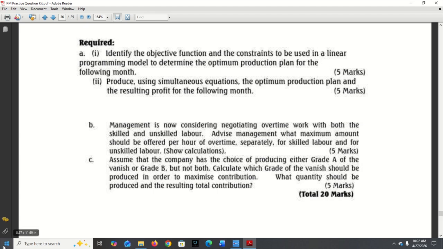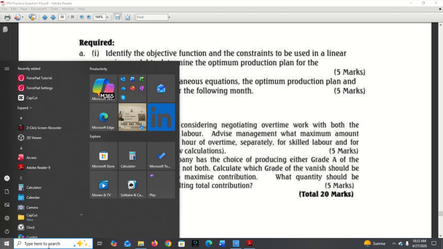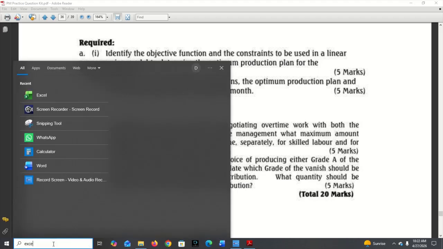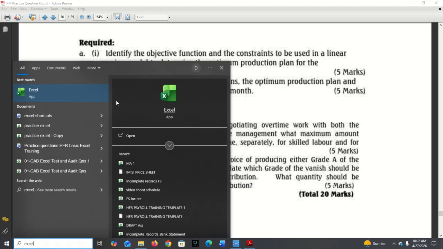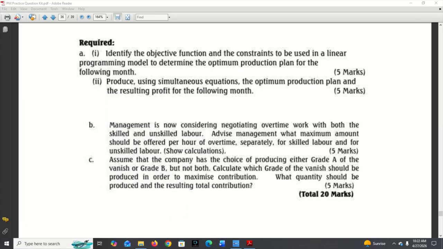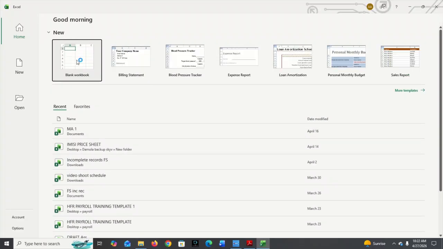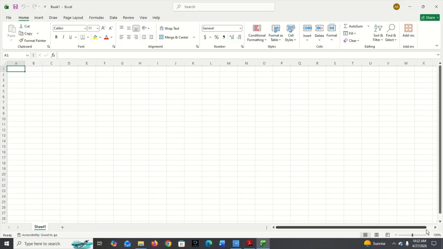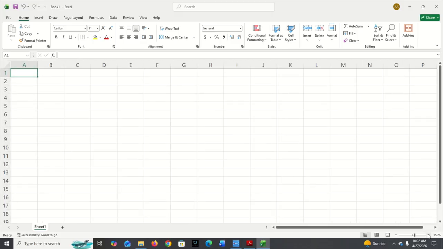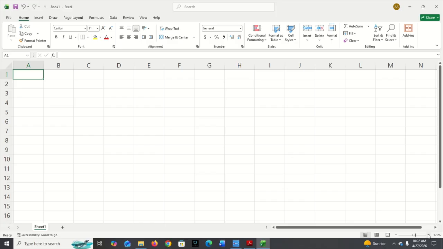Let's go and solve. Okay, open an Excel sheet and let's solve together. So we take one at a time. Alright, so let's look at it together. So the first one is they ask us to formulate the linear programming.